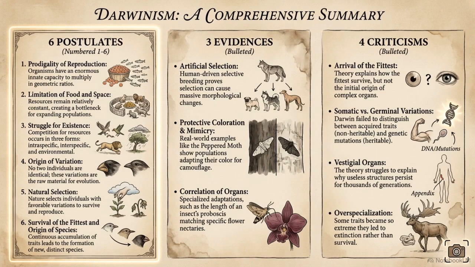For your exams, make sure you can write out the strict chronological sequence of his postulates and clearly distinguish between the mechanical steps Darwin observed in nature and the genetic mechanisms he lacked.